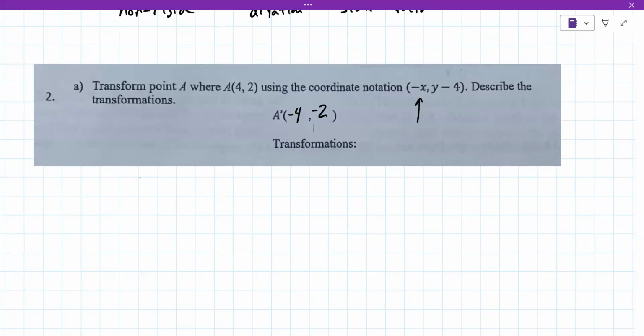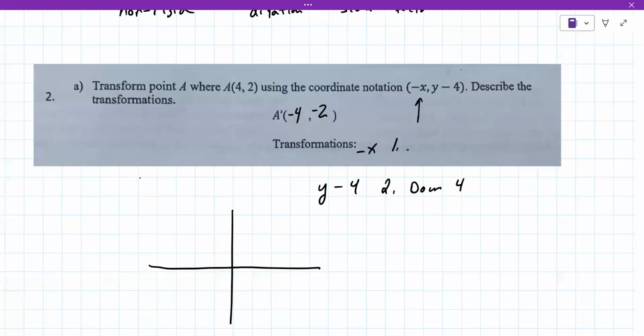And so the transformations they're looking for a list here. Okay, so the y is the easier one. It's down 4. But what is the minus x? So you almost have to make a graph of what it means. 4, 2 is here-ish, right there. So -4 means over there. So which axis does it reflect over? It reflects over the vertical, the y-axis.